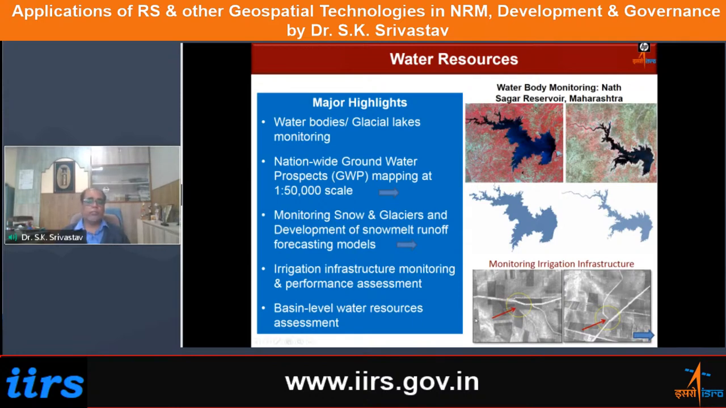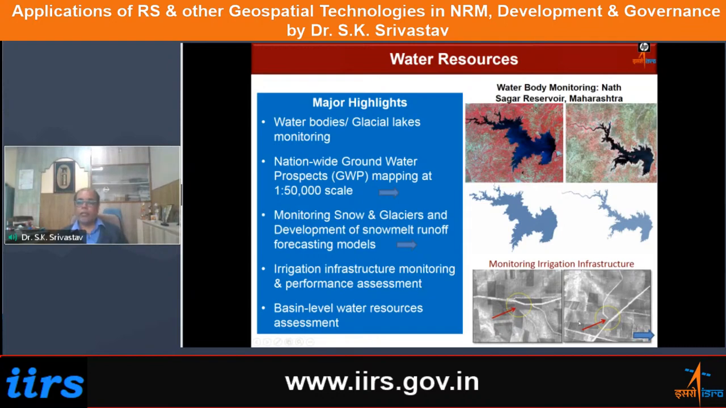And then there has also been a very interesting application in the field of water resources, which is shown here as the fourth bullet, on irrigation infrastructure monitoring and performance assessment. So this is also a big area. Suppose irrigation infrastructure is being developed in a certain area. If you want to monitor how the development has taken place, whether there are any shortcomings, or whether all the irrigation networks and sources are linked together or not, you can monitor that using high resolution satellite images. So this is another very important application.